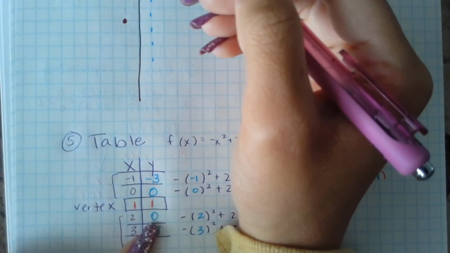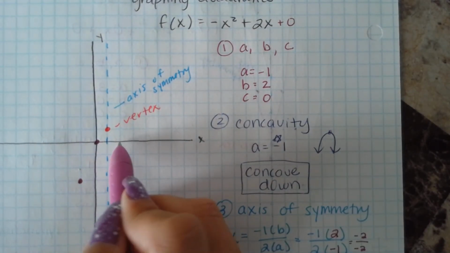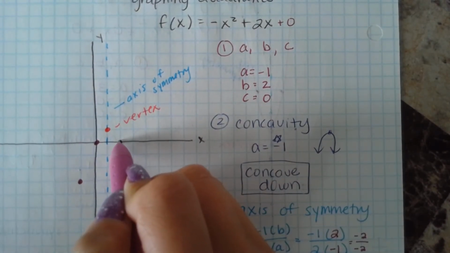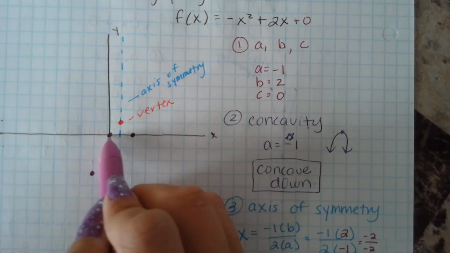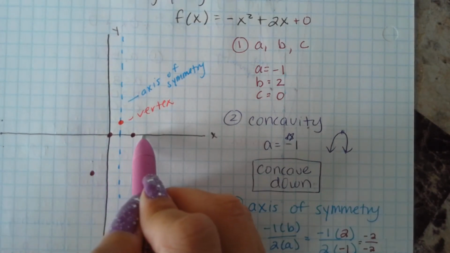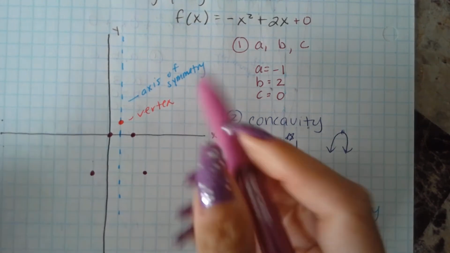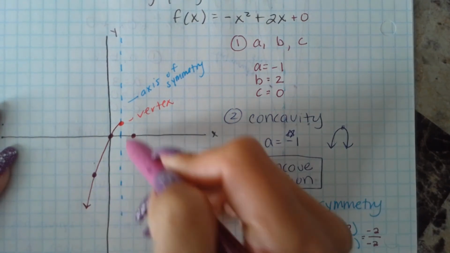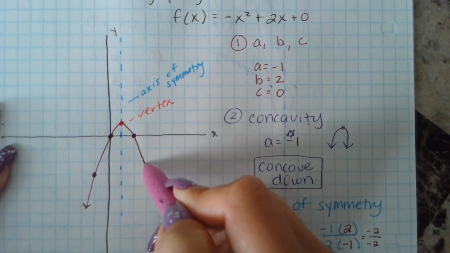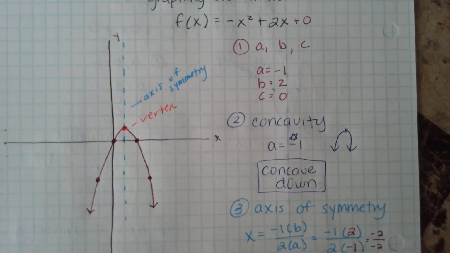Now we have 2, 0. So we're going to go to the right 2, and it says 0, so we don't have to go up or down, so it's right here. And then we have 3, negative 3. So we're going to start here and go 1, 2, 3, and then down 3, 1, 2, 3. And there you go. Go ahead and complete the graph like this. And there you go. You graphed another quadratic.